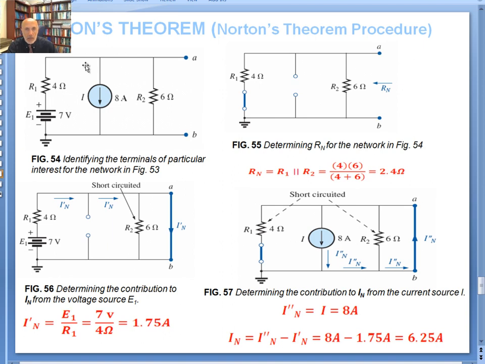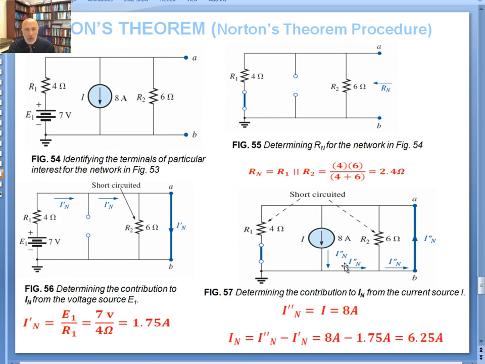Now to calculate I short circuit, you put a short circuit here, and if that's short circuited, of course, there's no current going to flow. You can take that out of the circuit. First, we're going to look at the contributions. So we've got 2 sources in. First, we're going to look at the contribution of E1. So we'll leave this one open. We're going to call that I prime n, and since this is short circuited, the current I sub n prime is simply equal to the voltage E1 divided by R1. That gives you 1.75. Next, we're going to look at the contribution of the 8 amps.